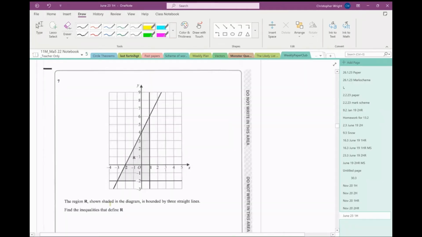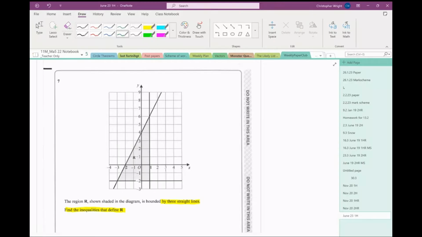The region R, shown shaded in the diagram, is bounded by 3 straight lines. Find the inequalities that define R. Right, well, the first thing to notice is that all the lines are solid. So that means that my inequalities are going to be greater than or equal to, or less than or equal to, because the points on the solid line are included in the region.